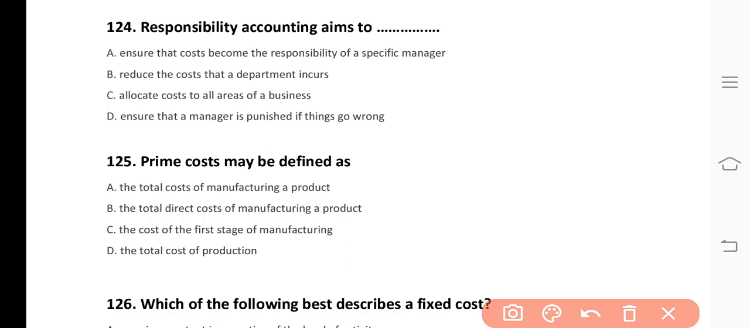MCQs number 124. Responsibility accounting aims to ensure that costs become the responsibility of a specific manager. Option B, reduce the cost that a department incurs. Option C, allocate costs to all areas of a business. Option D, ensure that a manager is punished if things go wrong. So the correct option is option A. Responsibility accounting aims to ensure that costs become the responsibility of a specific manager.